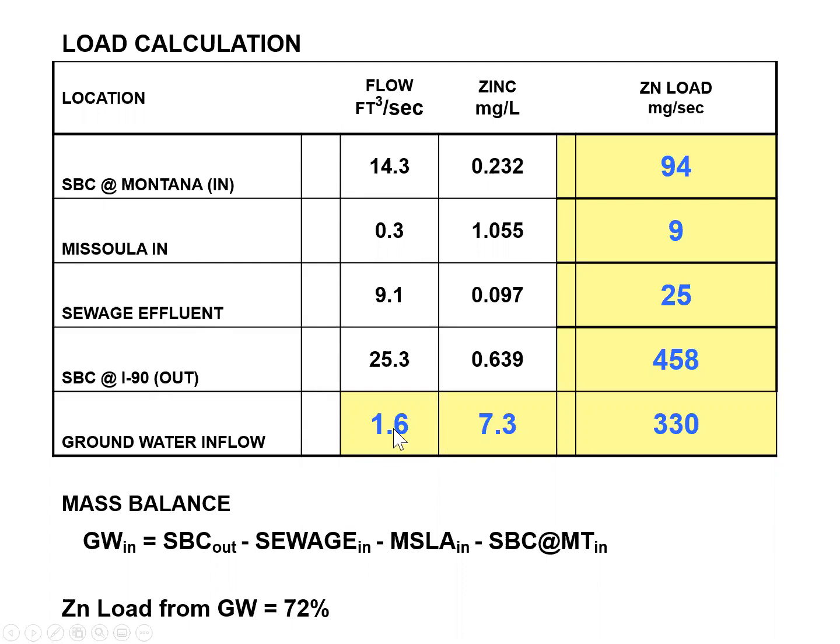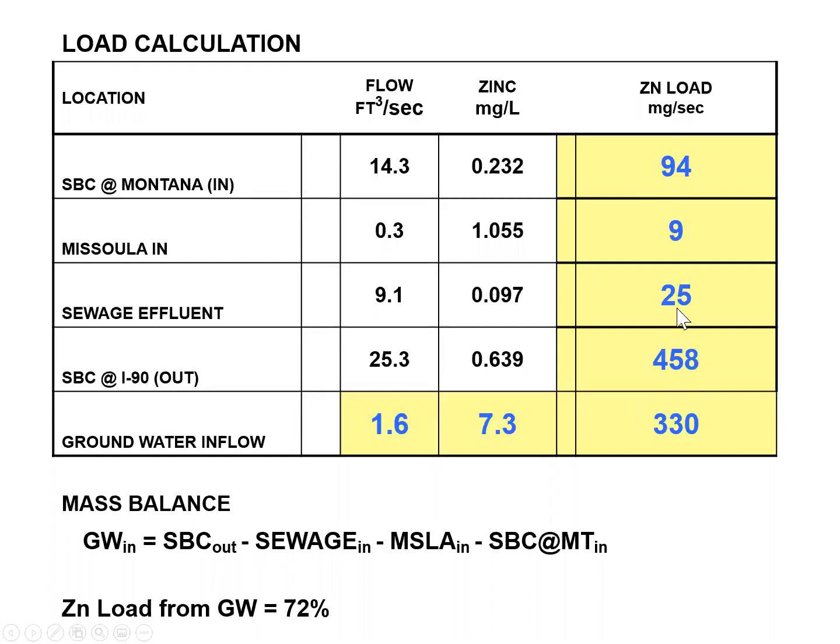So now what we're going to do down here is start with Silverbow Creek out, subtract off the flow here, subtract off the flow here, subtract off the flow here, and we can see that what's left over is 1.6 cubic feet per second of groundwater inflow. So we're going to do the same thing over here with load, and we're going to start with Silverbow Creek out.